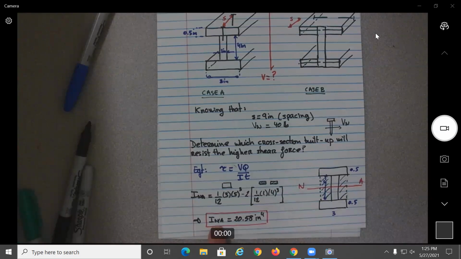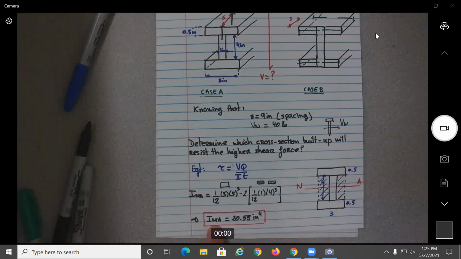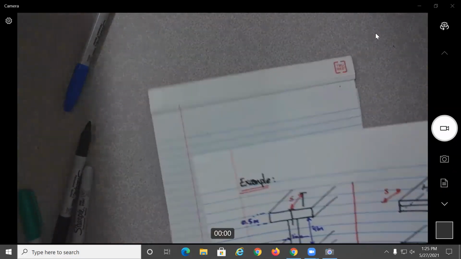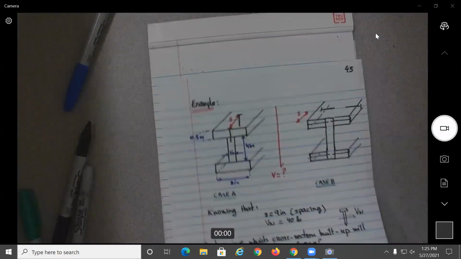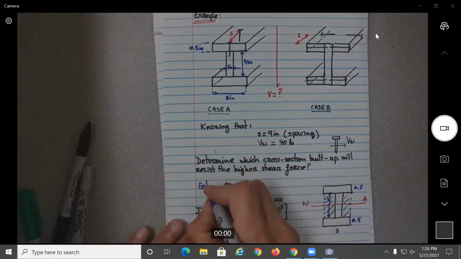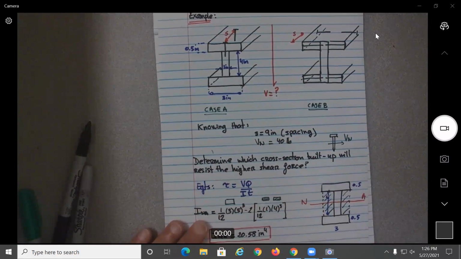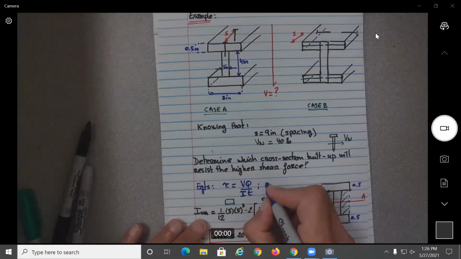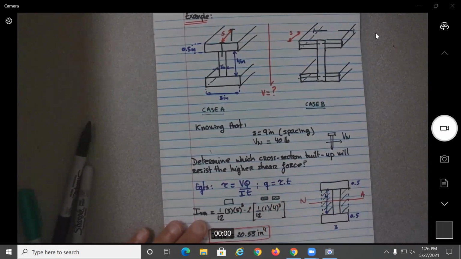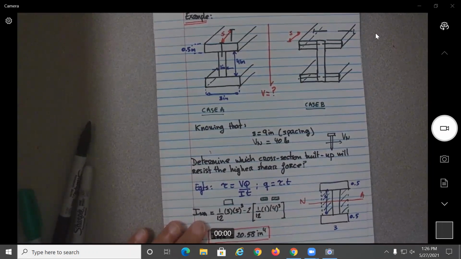Okay, and this will be the same one for case A and B. All right, so maybe let me put over here, since I put equations here, what is the other equation that we have seen: the shear flow is equal to the shear stress times t. Okay, so we're gonna see what happens next.